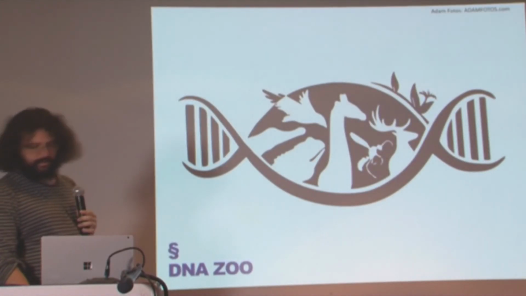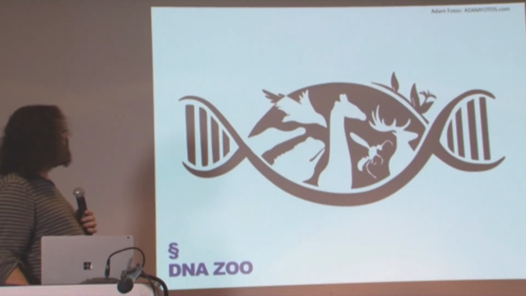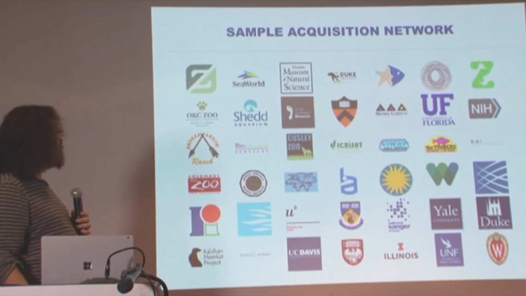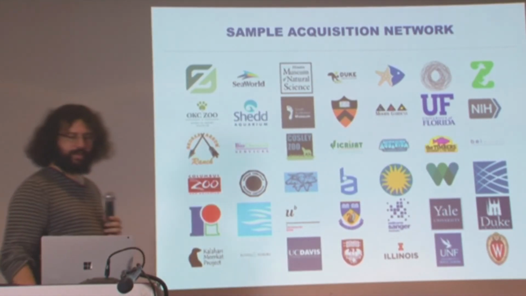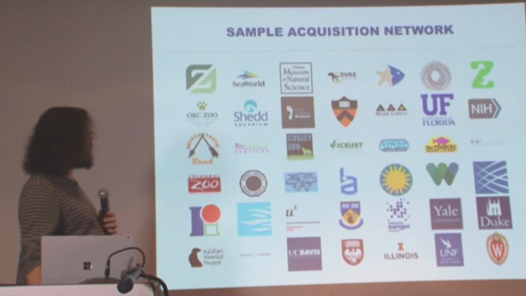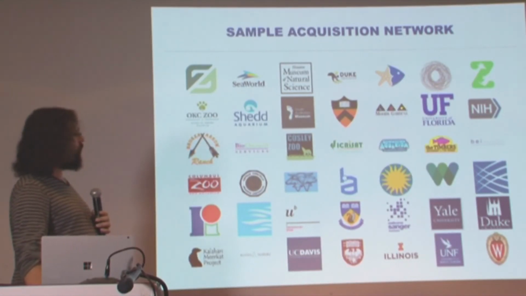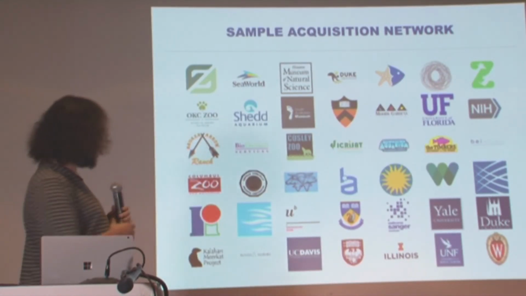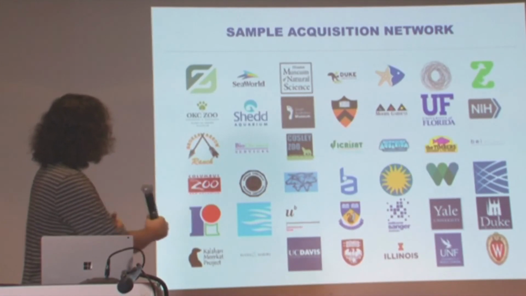So for that reason, we decided to create a consortium called the DNA Zoo. We started this back in 2014 when we realized that all of this would be possible, and we reached out to many different sites that had samples. Initially, we needed really high quality samples, so we wanted to get material that was as fresh and as high quality as possible.